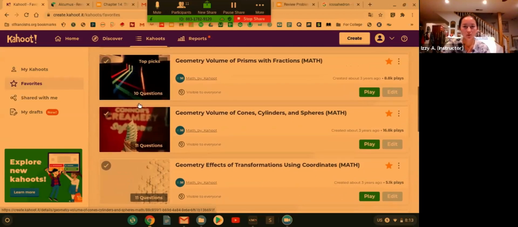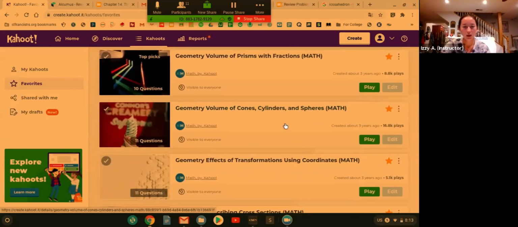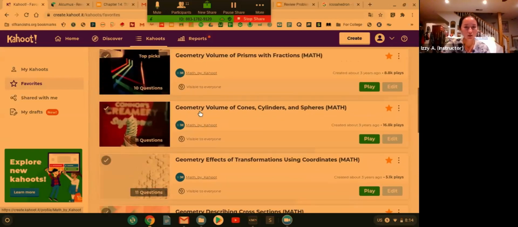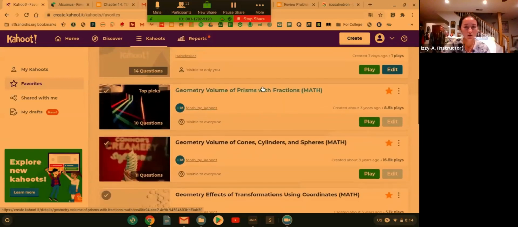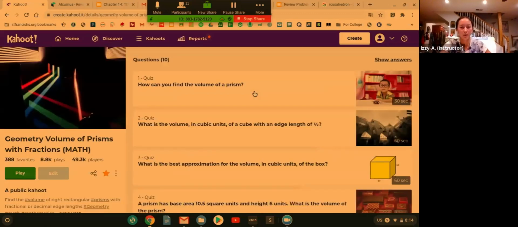Since we were talking about volume, and we haven't necessarily learned cones, cylinders, and spheres yet, we can go ahead and do this one because we were just talking about prisms.